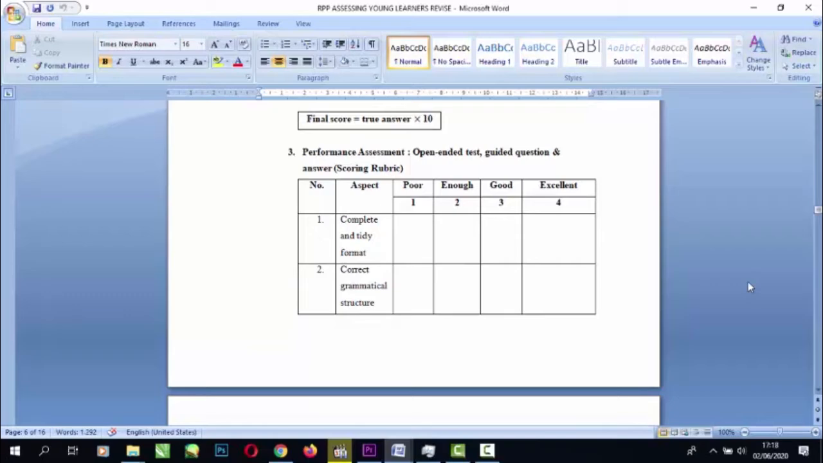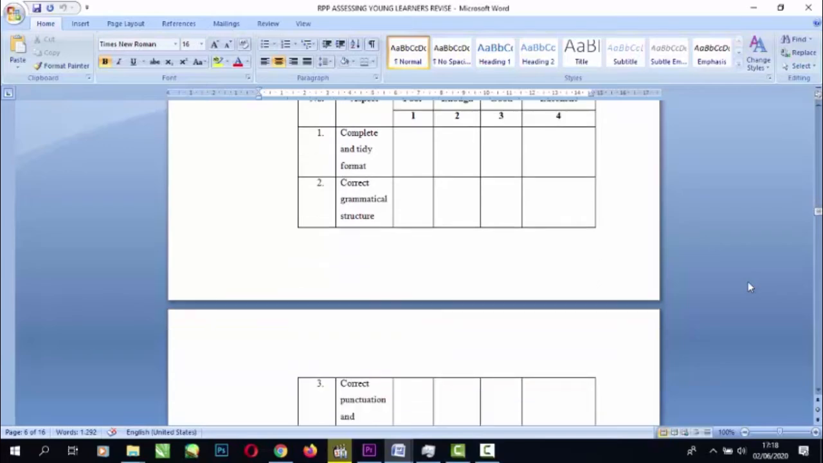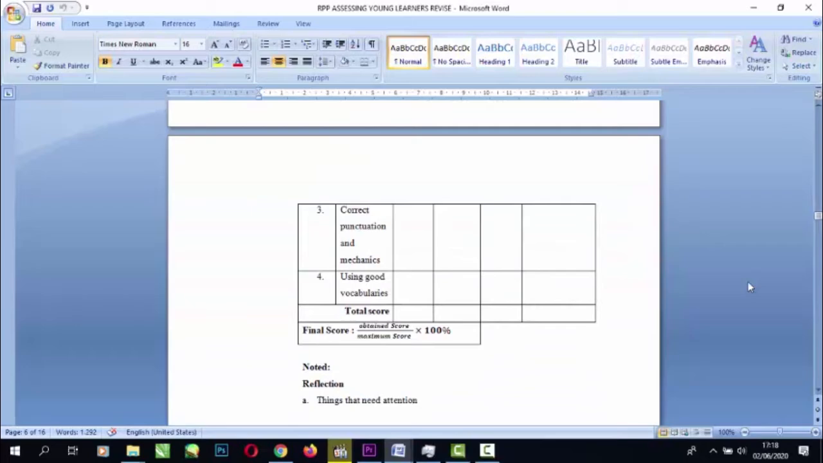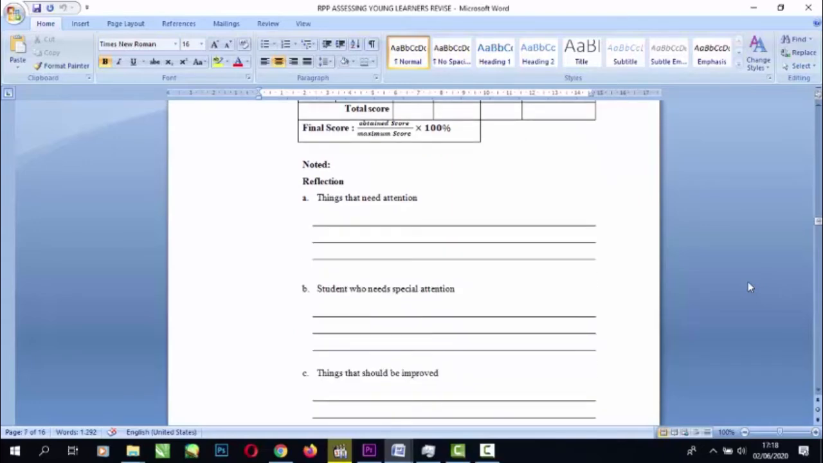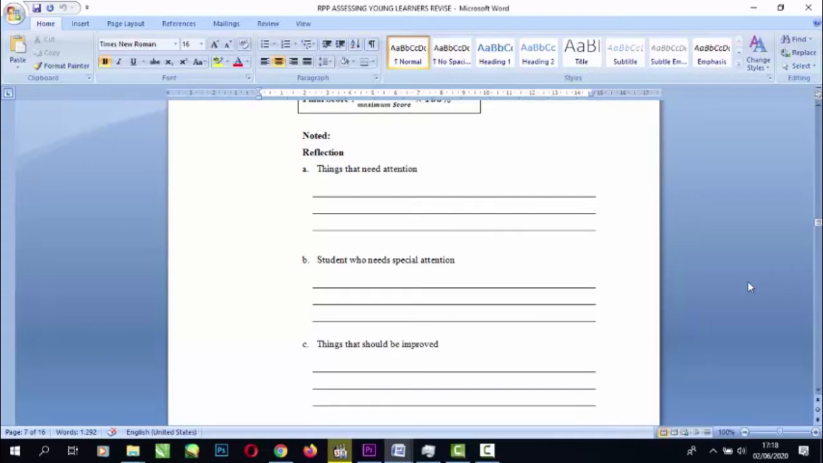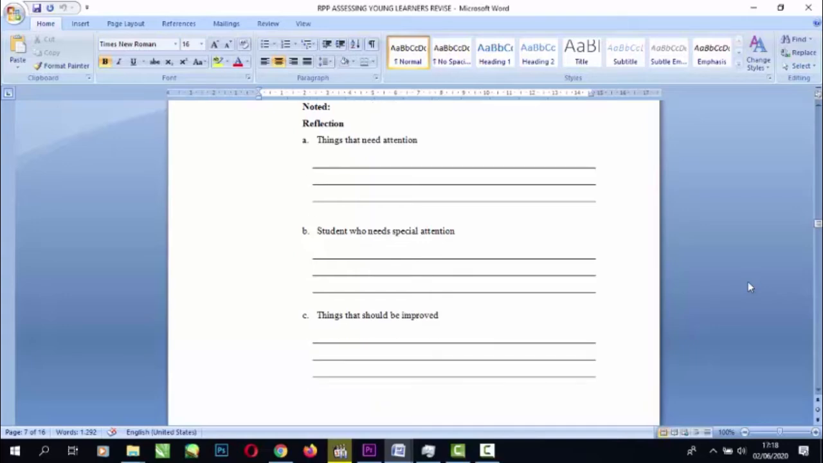And then the next, performance assessment. In the performance assessment, we use open-ended tests and guided question and answer or a scoring rubric. In the scoring rubric, there are 4 aspects. The first one is complete and tidy format, correct grammatical structure, correct pronunciation, punctuation and mechanics, and using good vocabularies. There is also space for notes or reflection if there are many things that need attention, students who need special attention, or things that should be improved.